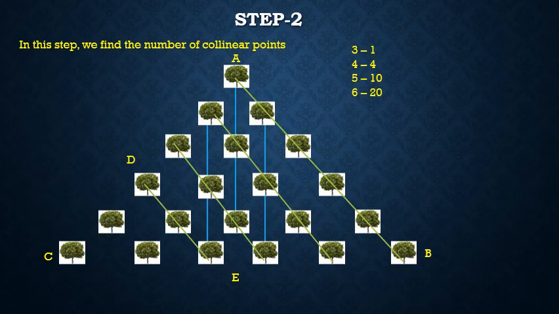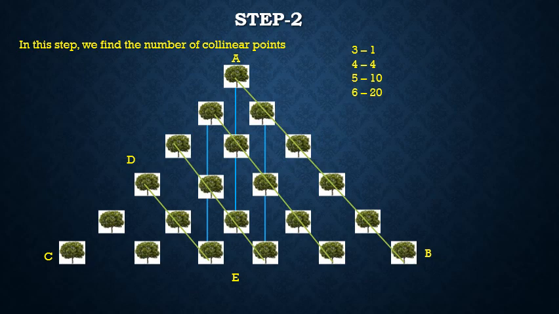Step 2. Finding the number of collinear points. 3 or more points that are in a straight line are known as collinear points. We already know that with 3 collinear points, it is not possible to form a triangle. Let us take a look at the line DE. In the line DE, we can't form a triangle with these 3 points. It is a similar situation for line AB and the other lines that are parallel to it.